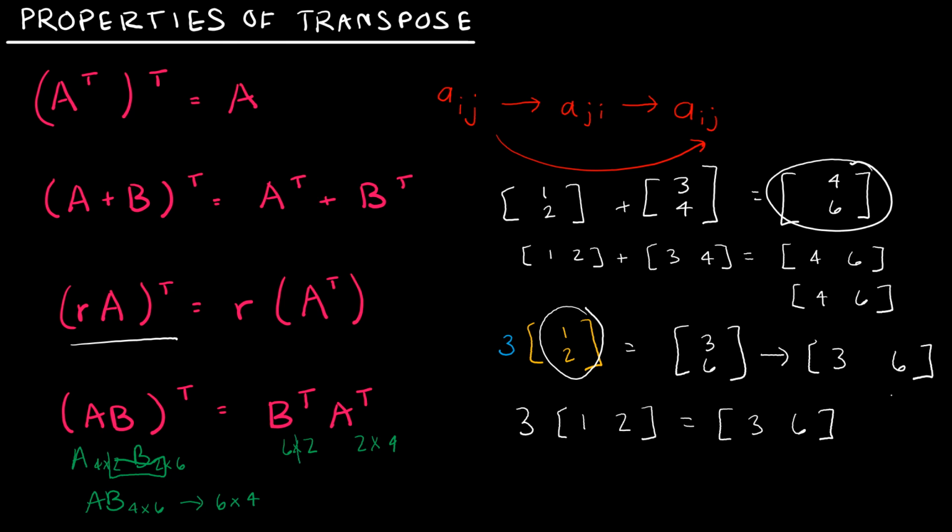And so it makes sense now why we would have to switch the order, because if we don't switch the order, then we wouldn't actually be able to multiply the resulting matrices.